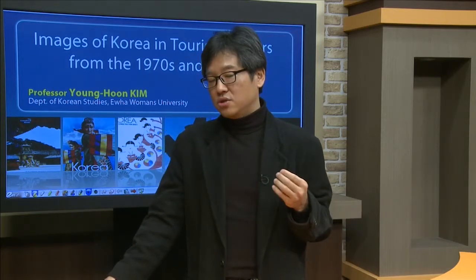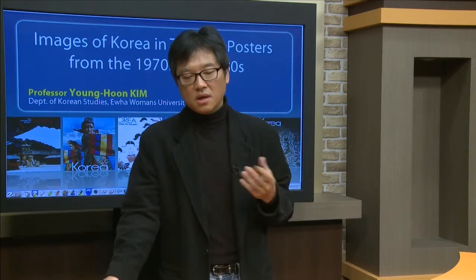My name is Young-Hoon Kim. I'm trained as an anthropologist. I'm teaching in the Department of Korean Studies at Ewha Women's University. This is going to be a rather brief lecture about the topics of my research, and it has to do with the image of Korea and national identity and representation, visual representations. These are the key words associated with my research.